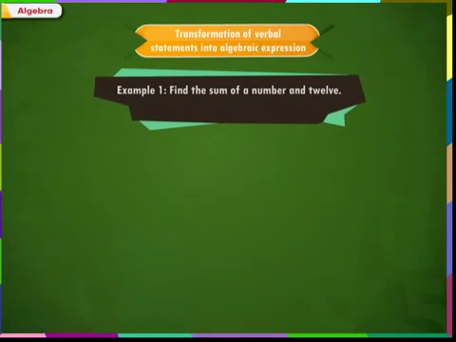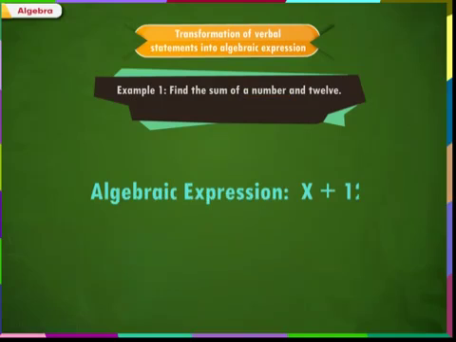Example 1. Find the sum of a number and 12. In this verbal statement, we see the word sum, which means addition. The next word that we see is a number, which we can consider as x. So, we can write the algebraic expression as x plus 12.